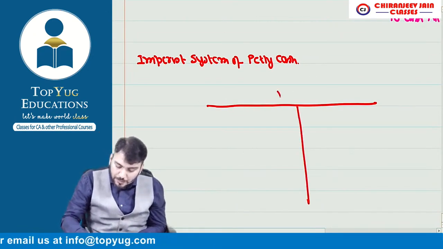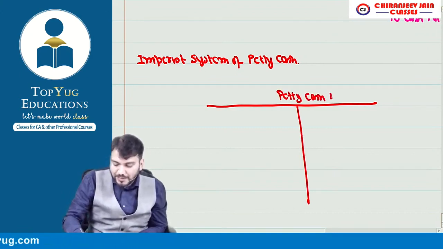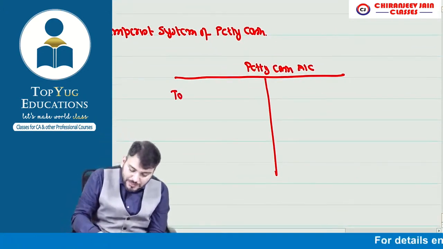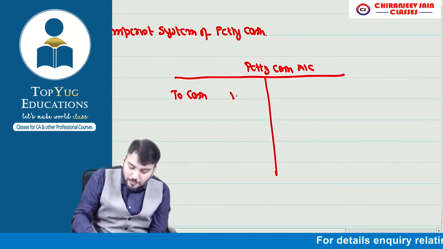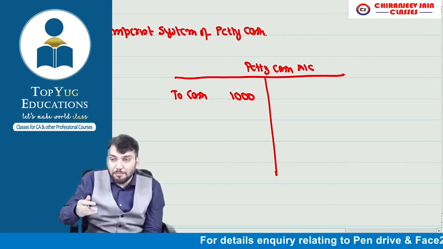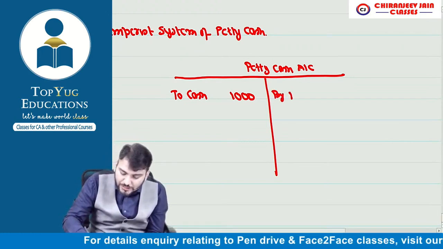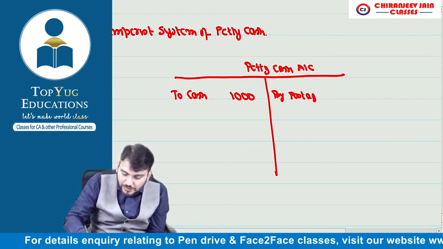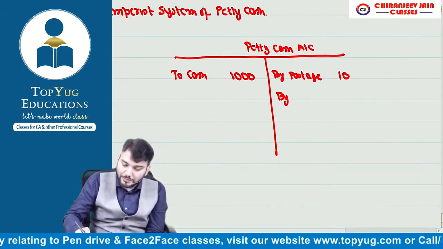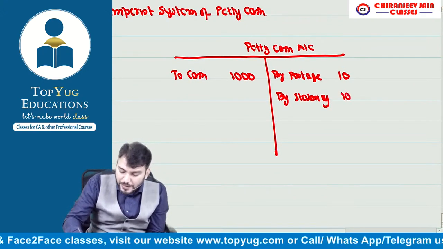Suppose I am preparing one petty cash account. मेरी बात को समझना. Petty cash account में normally what happens कि at the beginning of the month some cash will be received from the main cashier. Suppose 1000 has been received. Correct. Now during this month the petty cashier will do small expenses. For example, buy postage, they have done 10 rupees. Then buy stationery, suppose they have done 100 rupees.